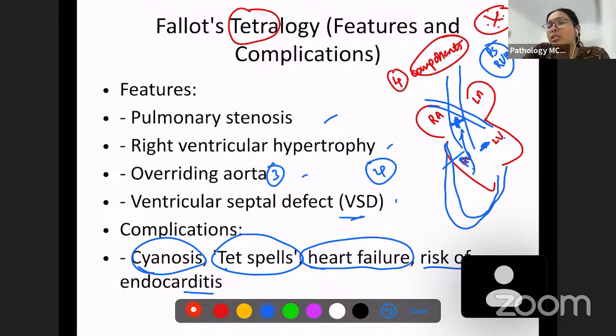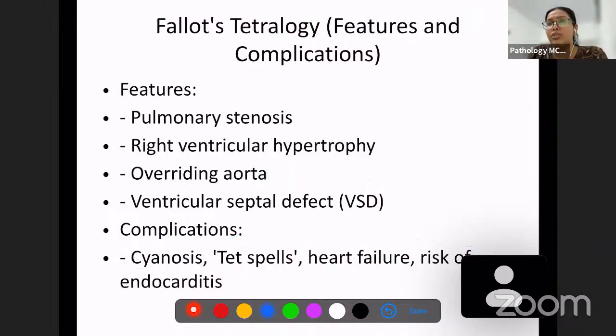In radiology, there is a very important finding which you will see in tetralogy of Fallot, that is the boot-shaped heart. Because of enlargement of the right ventricle, you will have what is known as a boot-shaped heart in radiology. So this is tetralogy of Fallot, which you have to remember.